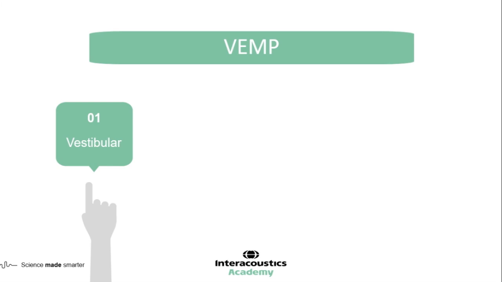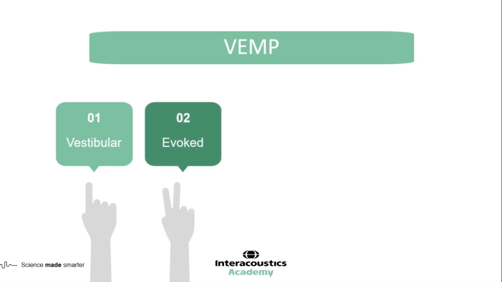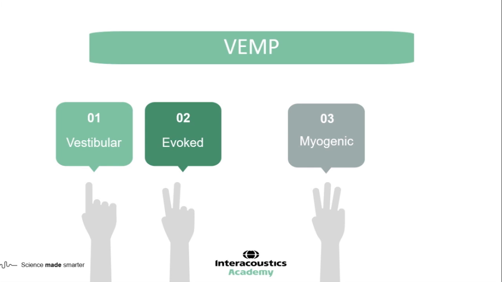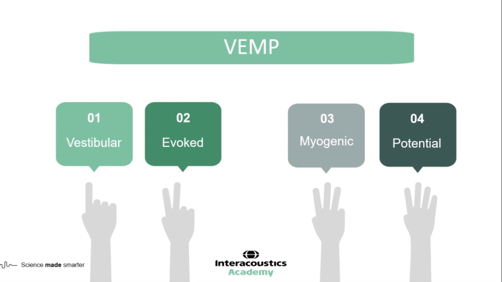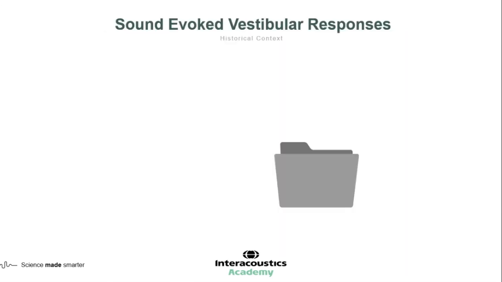VEMP stands for vestibular, so the inner ear structure for balance, motion, gravity and movement. It's evoked, so we need a stimulus to elicit a response. It's myogenic, meaning it's a muscle reflex. In auditory assessments, we have used muscle reflexes for many decades if we think about the postauricular muscle and the stapedial reflex in the middle ear. And it's a potential, so we can measure this activity and represent it in a form where we can look at its features.